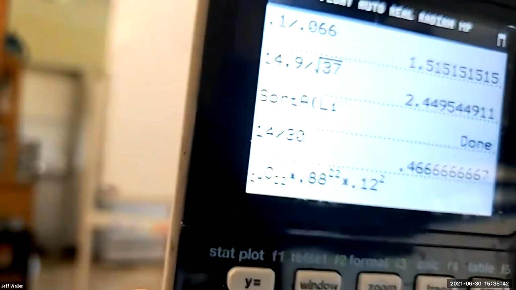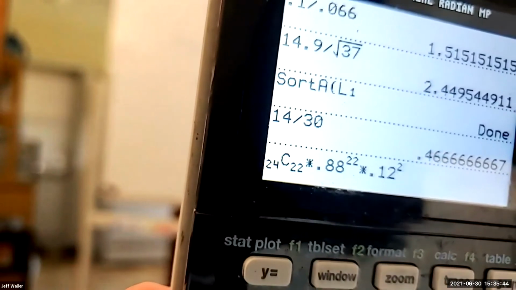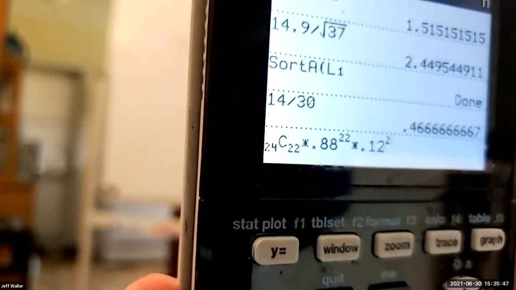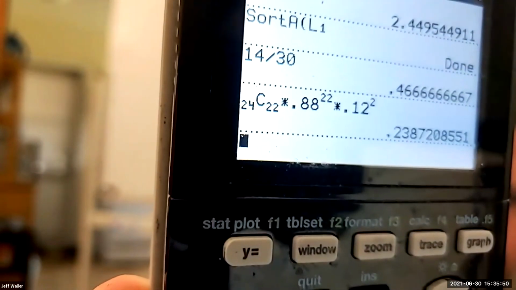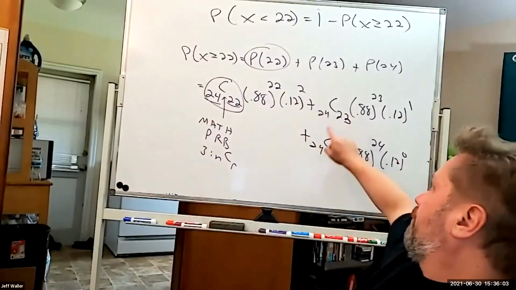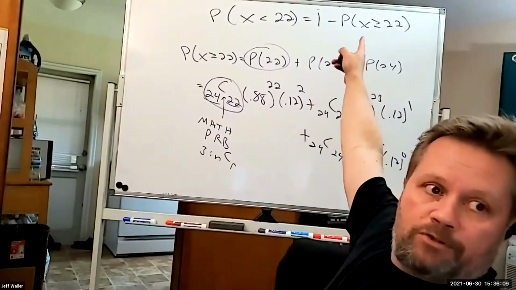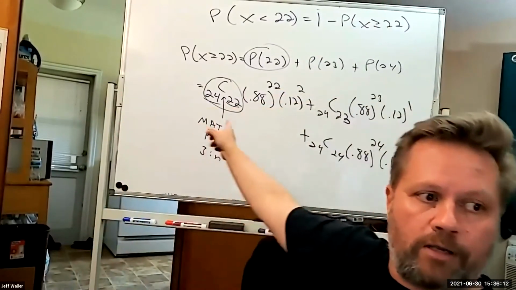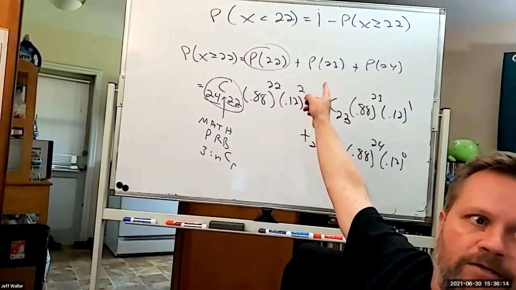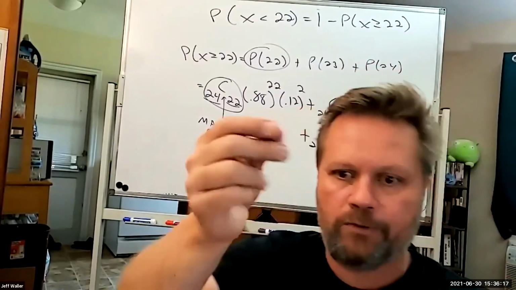Times 0.12 squared. Enter. So 0.237. Then I'll write that down, and then I would put this formula in, and I'll put this formula in. Then I'd add all those up, and then I would subtract it from 1, because all that work gets the opposite answer. So I do 1 minus all that to get the actual answer at once.